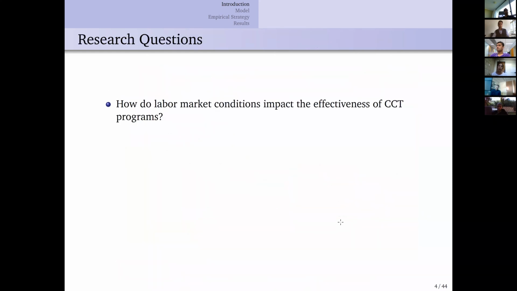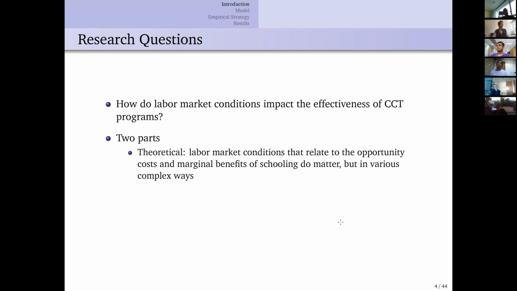But before I go into the details about the program, I'm going to state my research question right now so that we're all on the same page. My broad research question is essentially: how do labor market conditions impact the effectiveness of CCT programs? And to answer this, this presentation is going to be structured in two parts. The first part is theoretical.